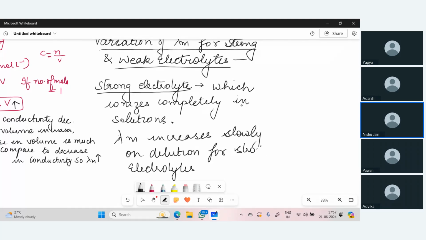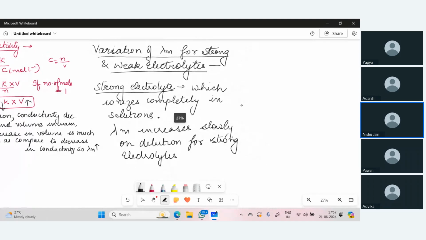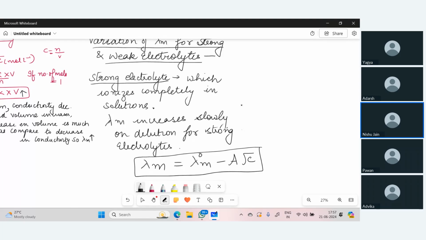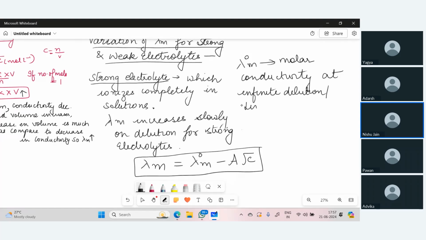Now, why is it so? There is one relation for that. Lambda m is equal to lambda m naught minus A root C. I will explain all the terms here. What is lambda m naught here? Lambda m naught is molar conductivity at infinite dilution, or it is also called limiting molar conductivity.